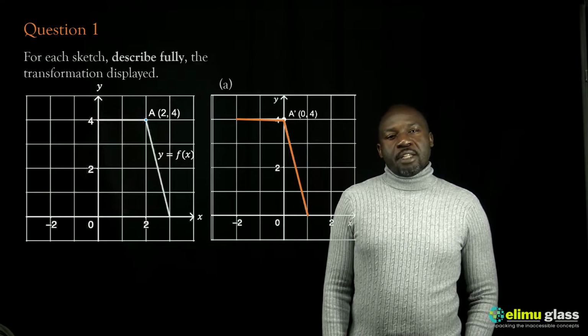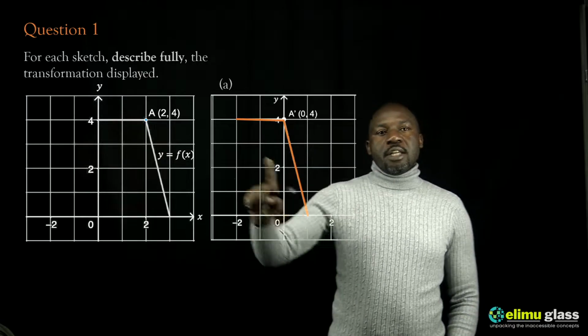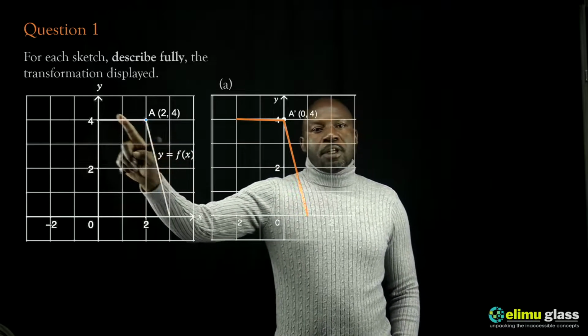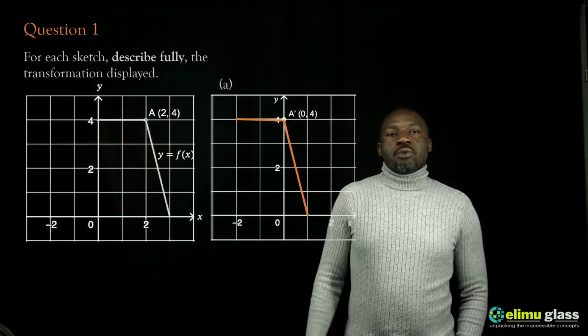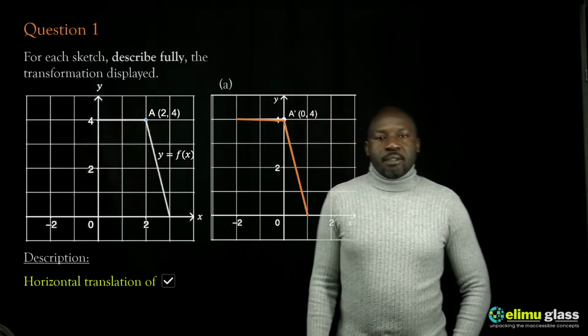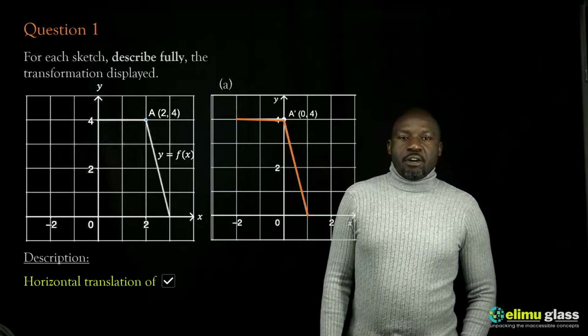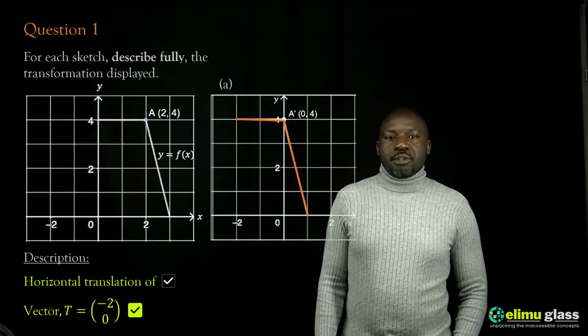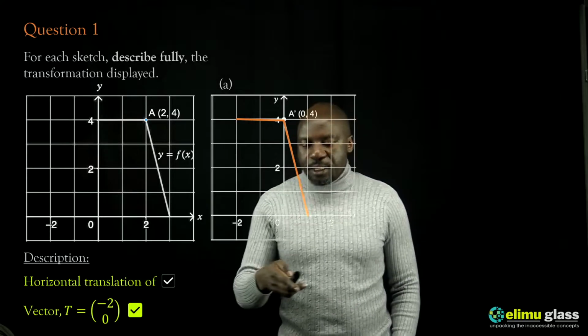So how many steps has the graph moved? We can just pick one point and we see that this point has moved 2 steps in that direction. So we could say that this is a translation of vector. First of all, it's a horizontal translation, which gives you a mark, and that it has a vector (-2, 0), because we are moving in the negative x direction.